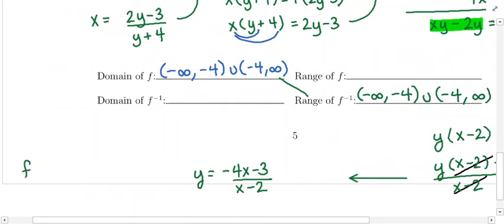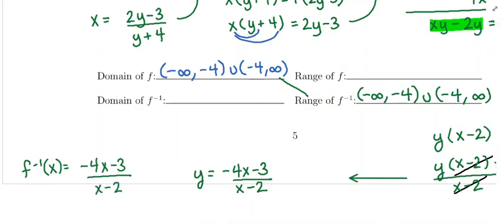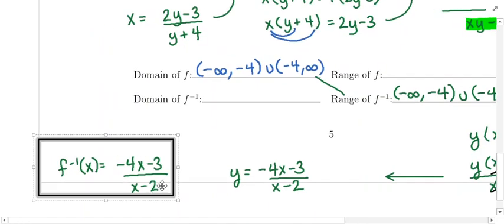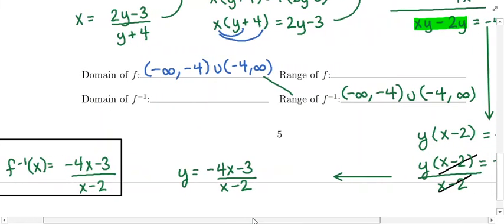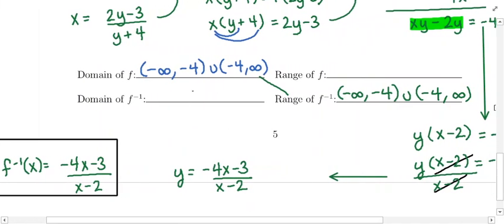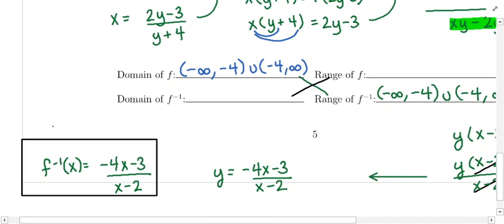So here's our answer. The inverse function is negative 4x minus 3 all over x minus 2. This is the inverse function. We are almost done. We still need to write down the domain of f inverse, which is the same as the range of f. We just found the formula for f inverse. It is a fraction, so we can figure out its domain.